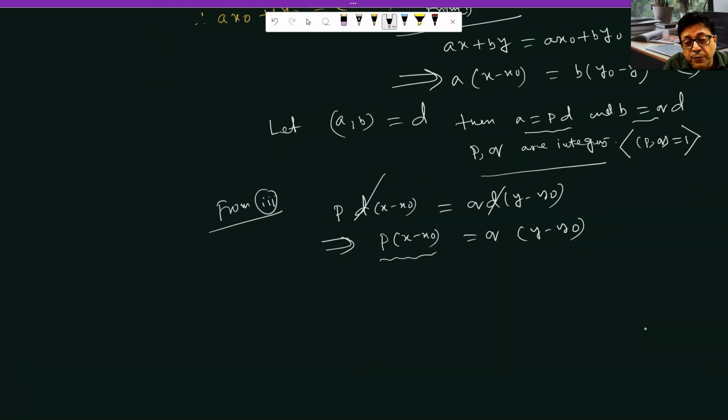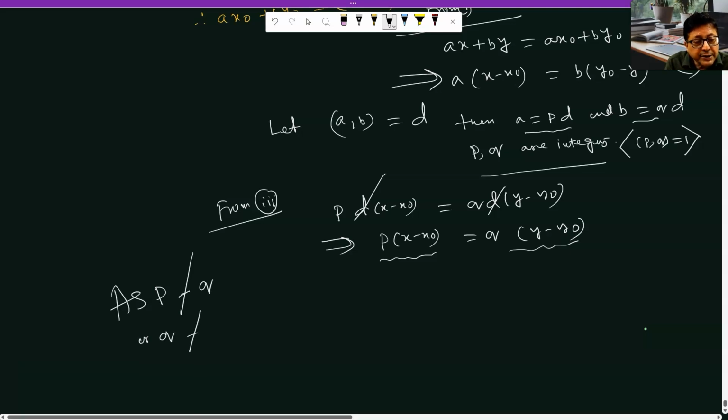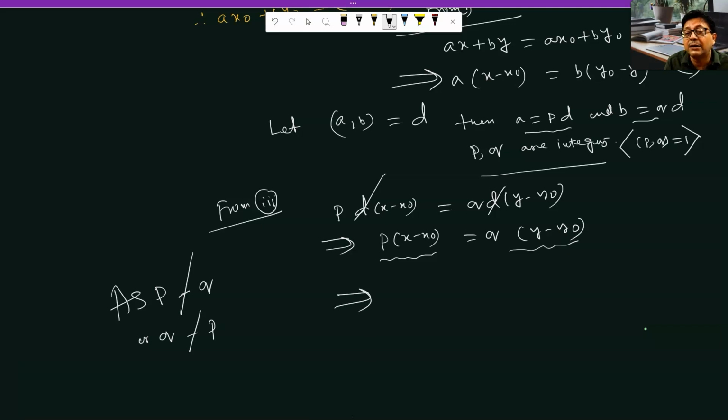So what is true from this equation? That p does not divide q and q does not divide p. So this implies that p divides y − y0 and q divides x − x0. Otherwise the equality will not be valid. So from here what can you write?